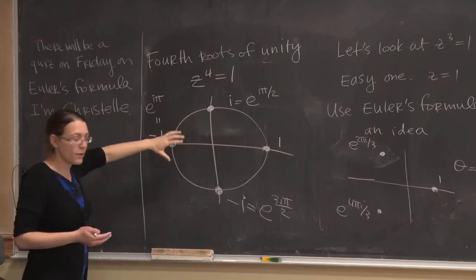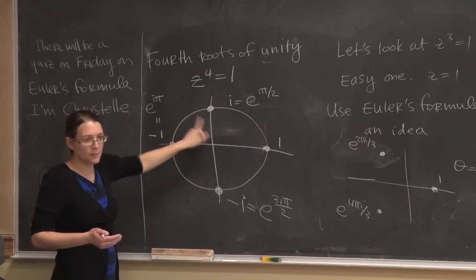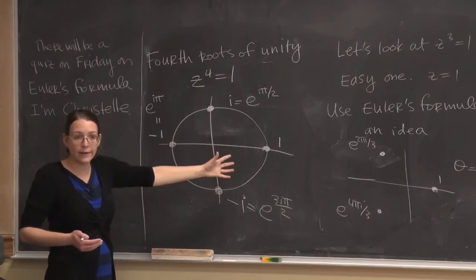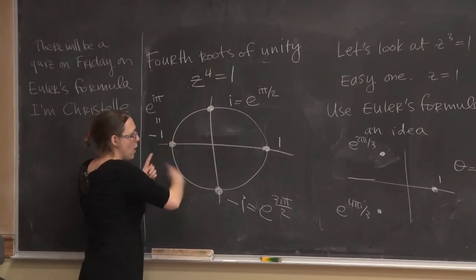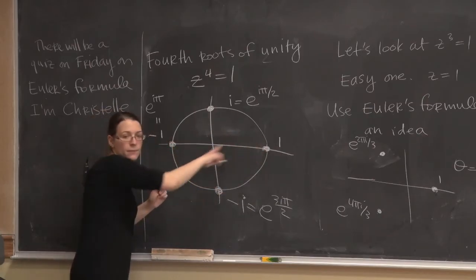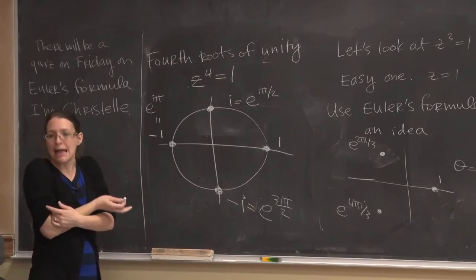So these are all the numbers that if you do a rotation of this angle, you'll get back to 1. Like this, if you do it twice, you get back to 1, but if you do it 4 times, you get back to 1 again.